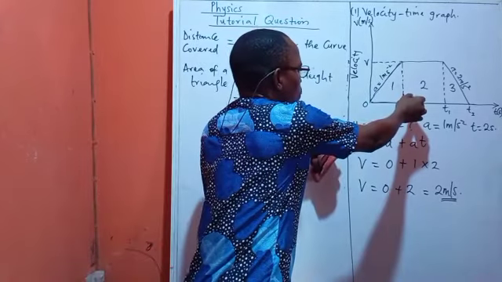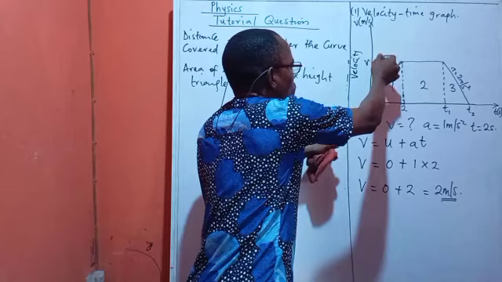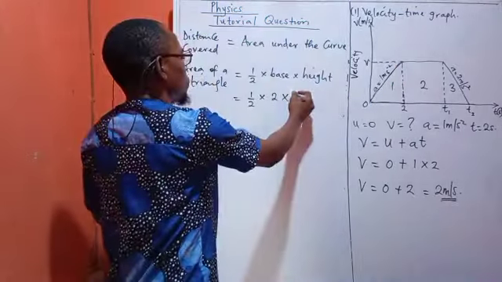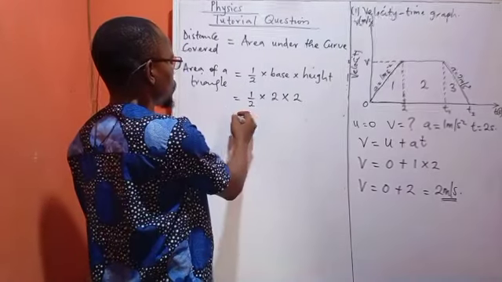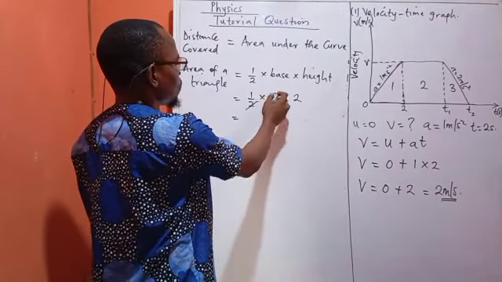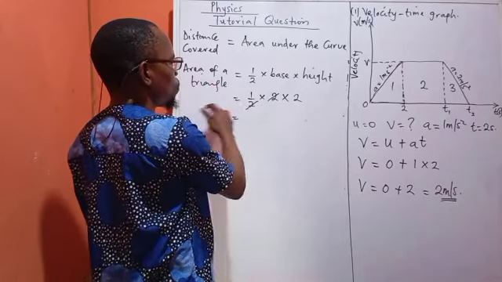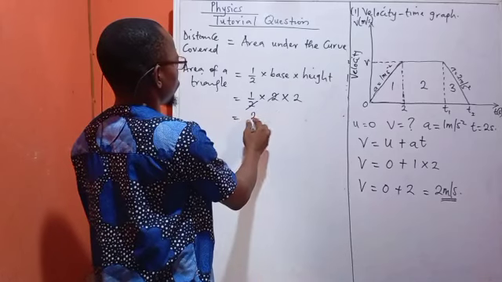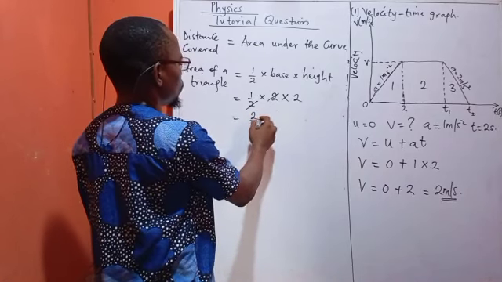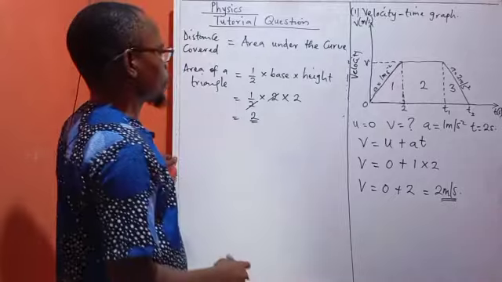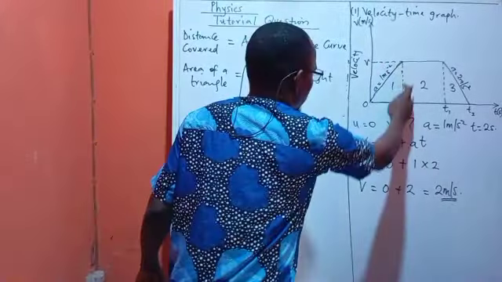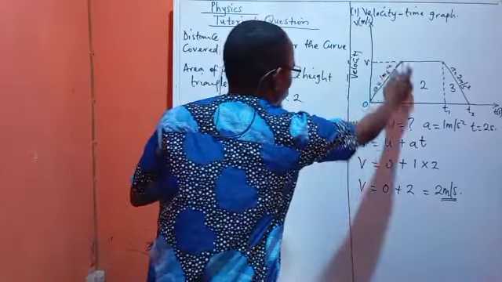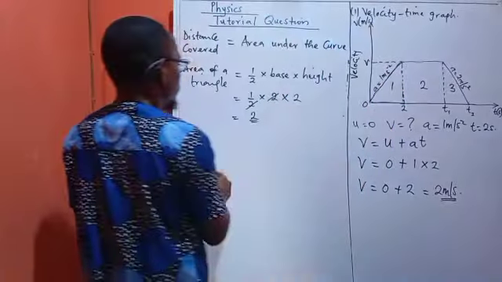Our height is from here to here, and that's equivalent to our what? Our velocity. And our velocity is what? Is 2. So we put it there. So it means what? We divide this. So it means the area of the first triangle is what? Is 2. So it's 2. Okay, that's the distance now, because we are saying that the distance covered is equal to area under the curve. So which is what? 2.